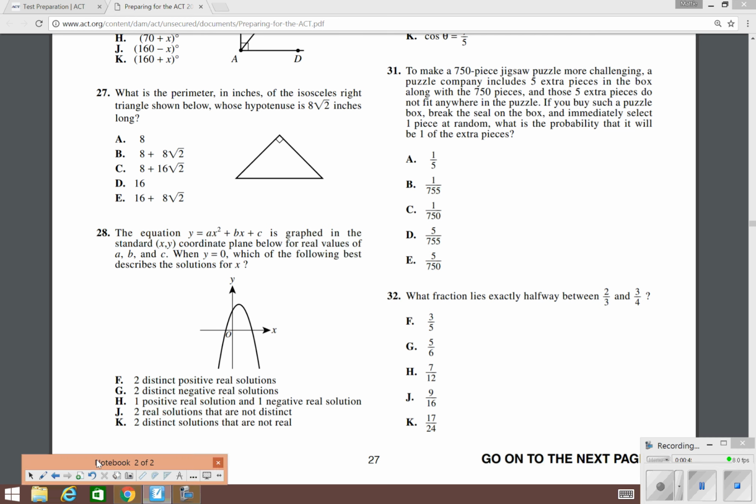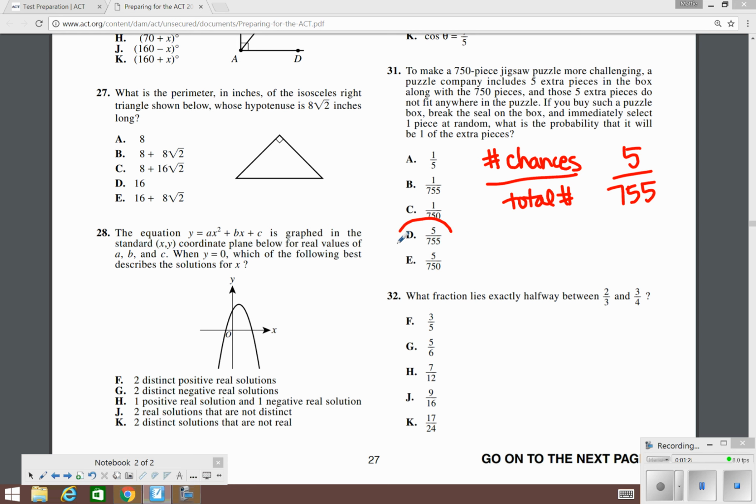So if you remember earlier on in our ACT prep workbook, we had a question about probability where we said that the probability of something happening is the number of chances of that particular thing. In this case, it's the number of extra pieces, which is 5, out of the total number. And in this case, there would actually be 755 pieces because there were 755 to start with. So 5 out of 755 is the probability that the piece that we pick out of the box is one of those 5 extra pieces. And that corresponds to choice D.